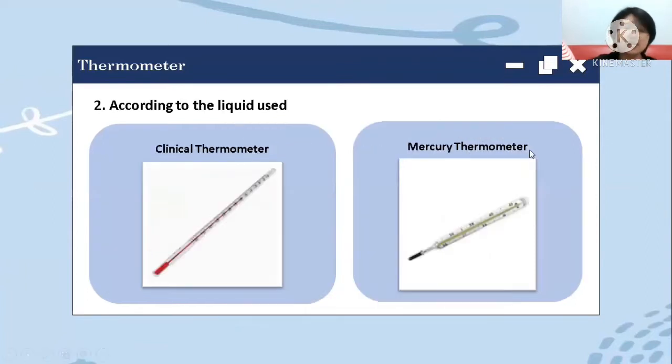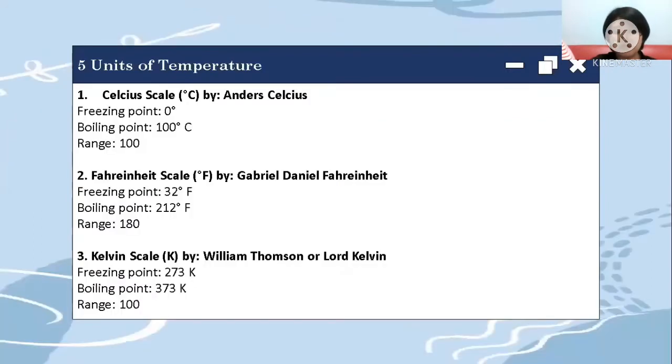The second one is according to the liquid that is used. I'm sorry, there's a typo here. It's supposed to be alcohol thermometer and mercury thermometer. Now, currently we know a lot of different types of thermometer. But for temperature, we have many different units. Now, let's learn 5 for today.